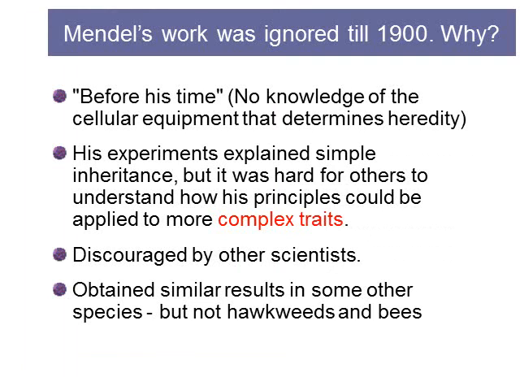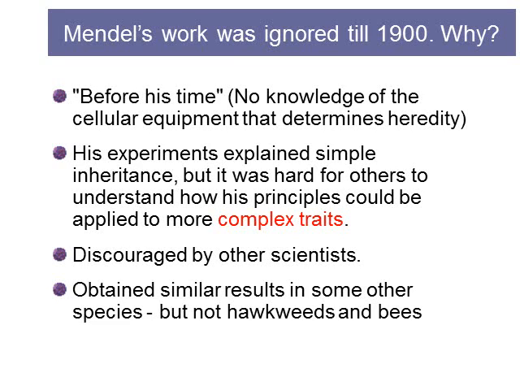Mendel's work, unfortunately, was ignored until 1900. Why? Well, he was before his time. No one in that time knew about the cellular equipment that determined heredity. We couldn't see genes or DNA at that point. His experiments would explain simple inheritance, but it was hard for others to understand how his principles could be applied to more complex traits. And he was discouraged by other scientists because he wasn't actually a scientist.